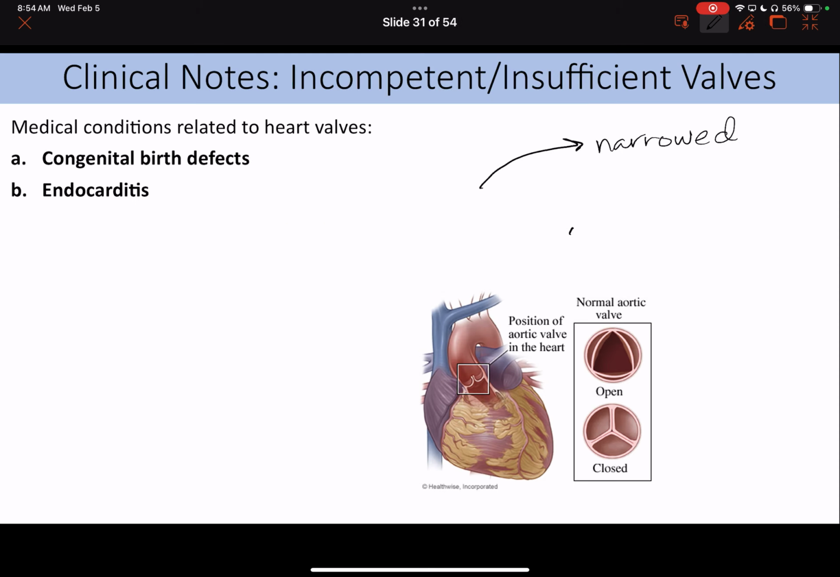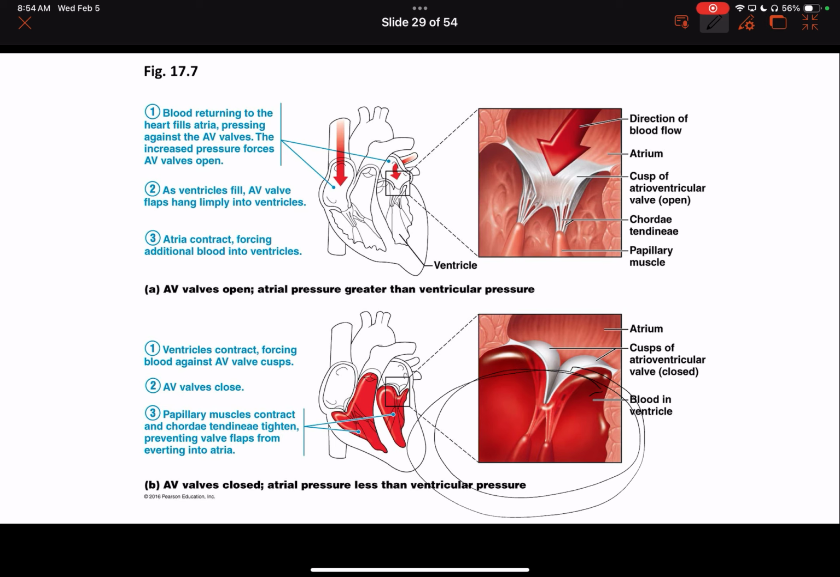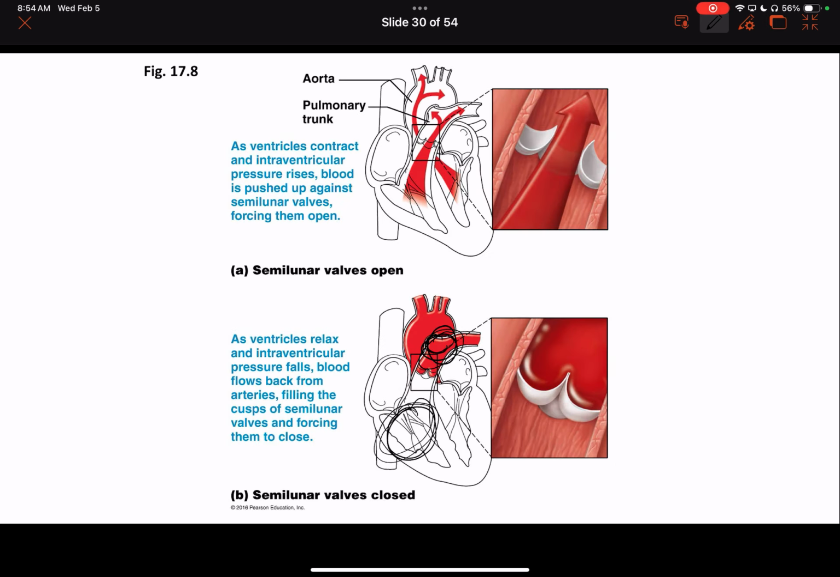You're not going to have to know the exact steps, and I won't test you really on the mechanism in detail. Just know that the atrioventricular valves rely on those papillary muscles and the chordae tendineae, while the semilunar valves rely on changes in pressure. That's all you got to know. So don't let the diagram make you nervous.